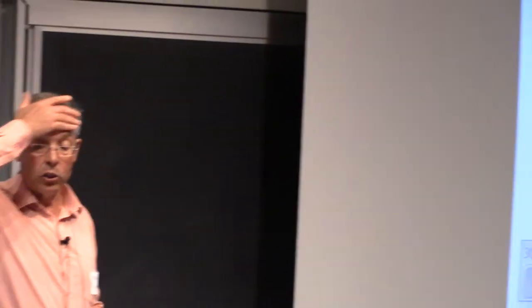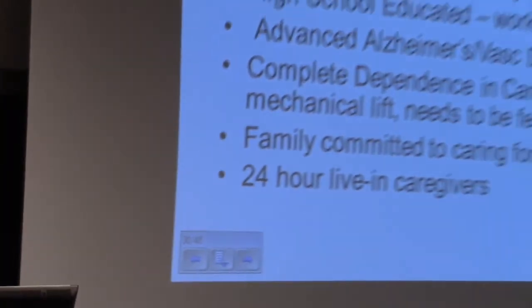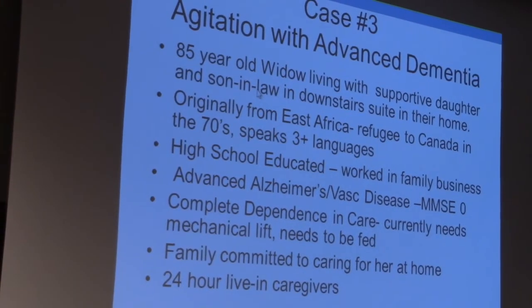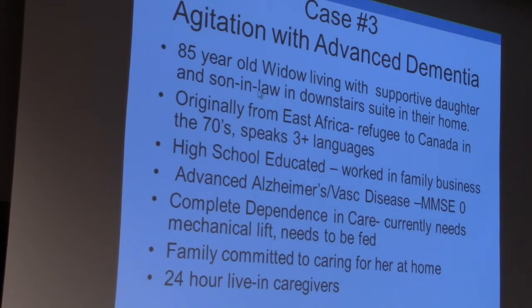So the last case I want to present is a case of agitation in someone with advanced dementia. So we've talked about someone with aspiration and prognosis. We've talked about polypharmacy and goals of care. And we're going to talk a little bit about agitation. And this is a lady who we looked after at home till her end of life.